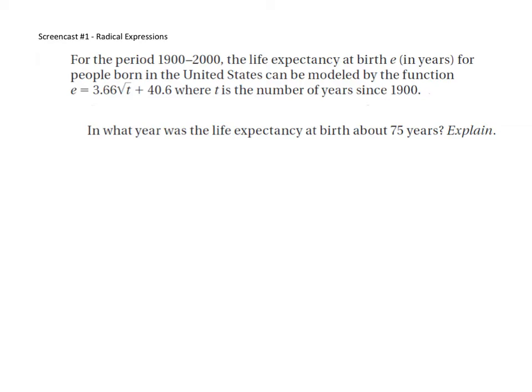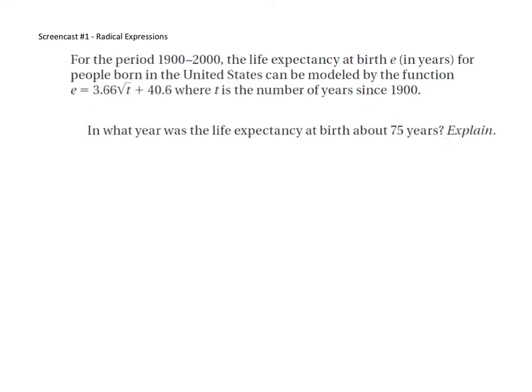It says, for the period 1900 through 2000, the life expectancy at birth, which is represented, as you can see right here, by lowercase e in years, for people born in the United States can be modeled by the function e is equal to 3.66 times the square root of t plus 40.6, where t is the number of years since 1900. That's interesting. We're going to talk more about that in just a bit, because t is not specifically a year, it's the number of years since 1900, and that has a very specific meaning. It is our duty to answer the question, in what year was the life expectancy at birth about 75 years? And then we'll have to explain that.